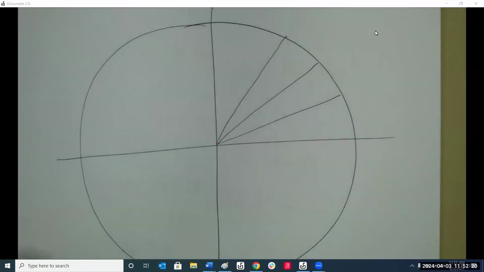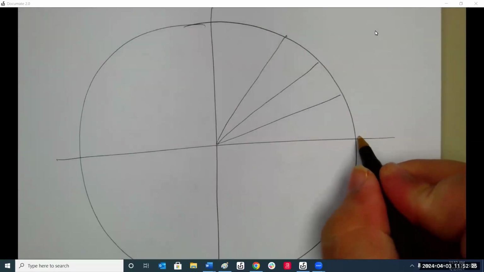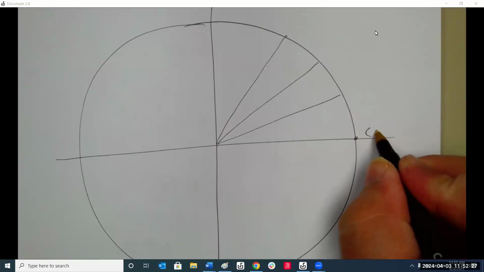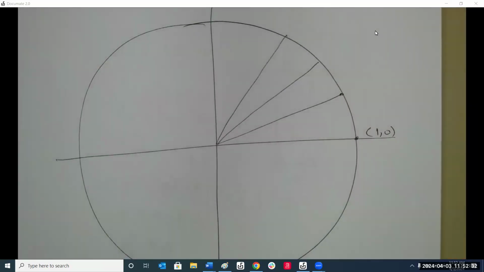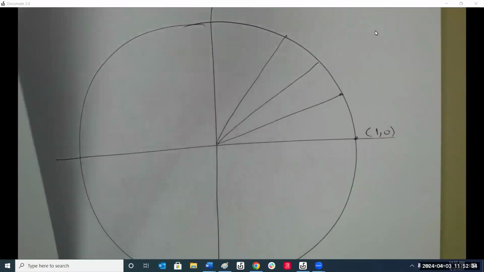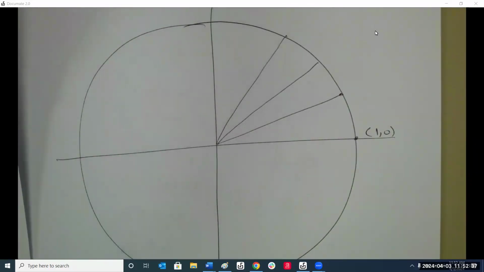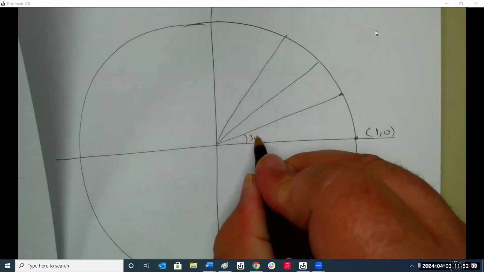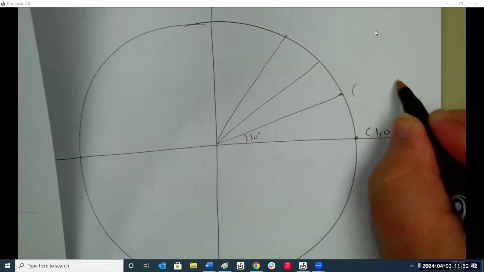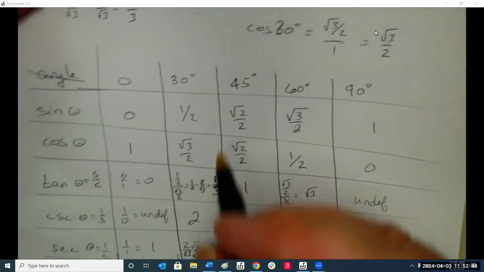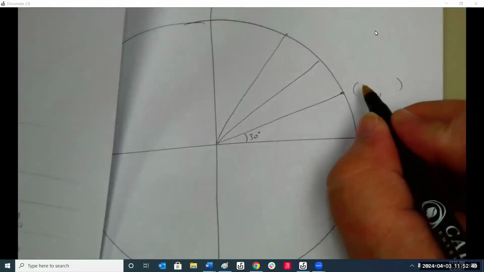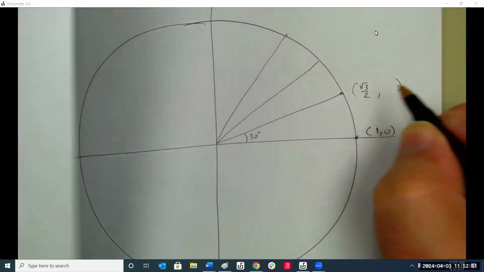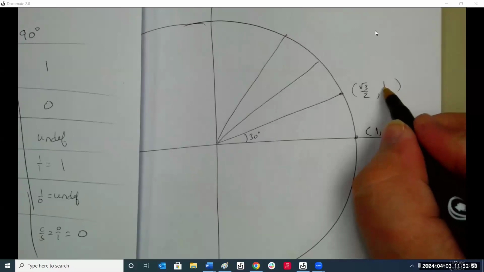Of course, we can do that at any time. We just did that. We just converted. So we have this location, which is 1, 0. At 30 degrees, what's the x value? Remember, cosine at 30 degrees is the x value. So it's radical 3 over 2. And the y value is 1/2.